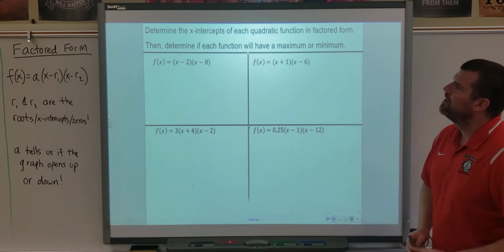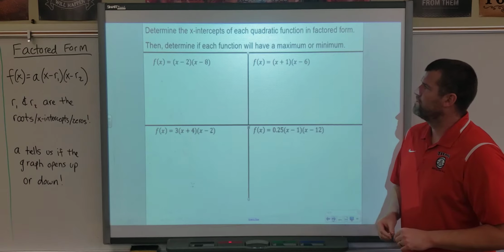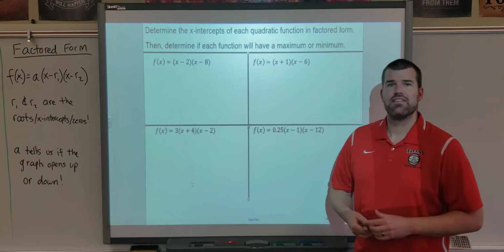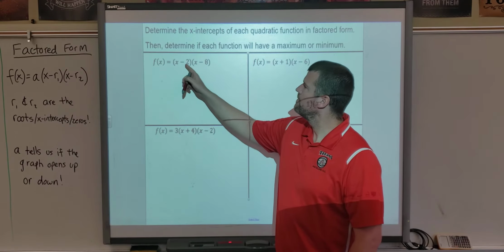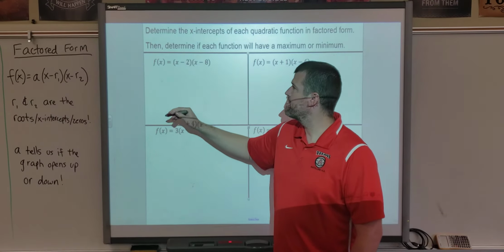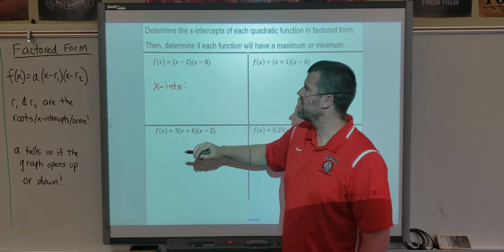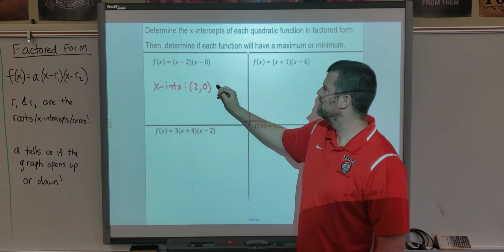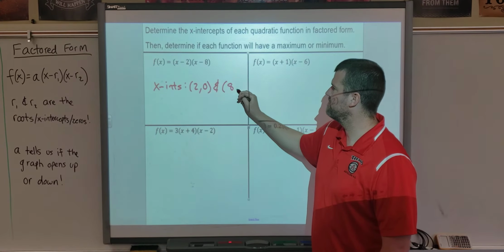All right, determine the x-intercepts of each quadratic function from its factored form. Then determine if each function will have a maximum or minimum. These are actually very simple problems. If we look at our factors, if this is x minus 2, we know that it's going to be the opposite. So my x-intercepts, the first one will be the opposite of negative 2, so it would be positive 2. And my second one will be the opposite of negative 8, which is positive 8.